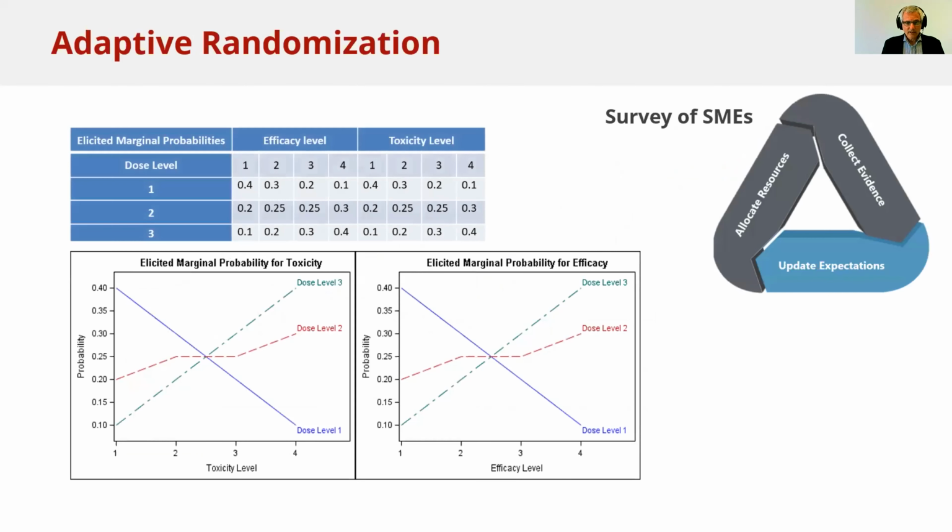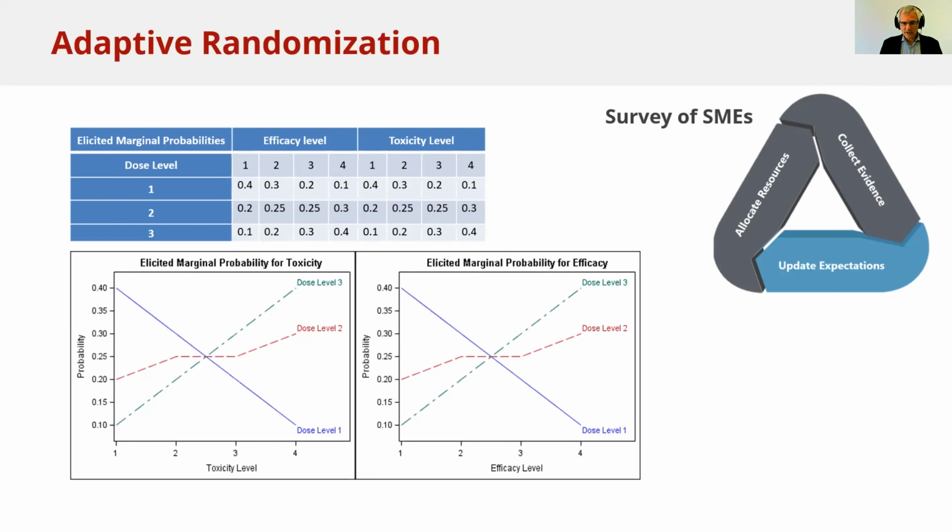Okay, another feature, this one's a bit more complicated. This is called adaptive randomization. This is not just an adaptive design. It's adaptive randomization. Randomization is when you allocate a newly recruited subject or patient to one of the treatment arms, and you do this randomly.